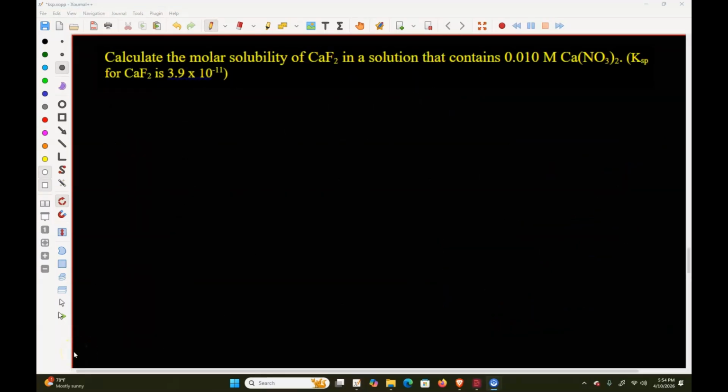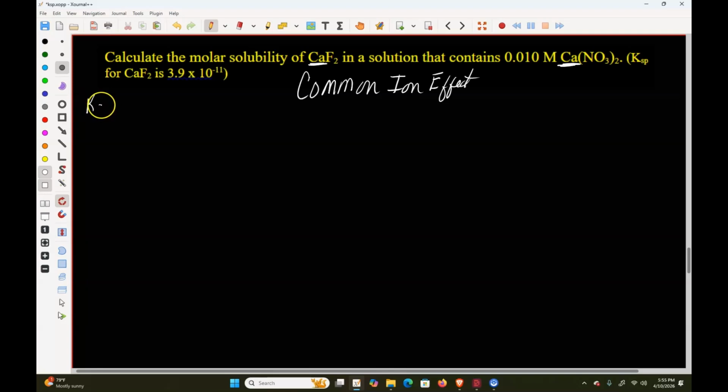Okay, problem number 7. Calculate the molar solubility of calcium fluoride in a solution that contains 0.010 molar calcium nitrate with a Ksp for calcium fluoride of 3.9 times 10 to the negative 11. Okay, this is called the common ion effect, because I have calcium here and calcium here. Now we know the Ksp is going to be 3.9 times 10 to the negative 11.